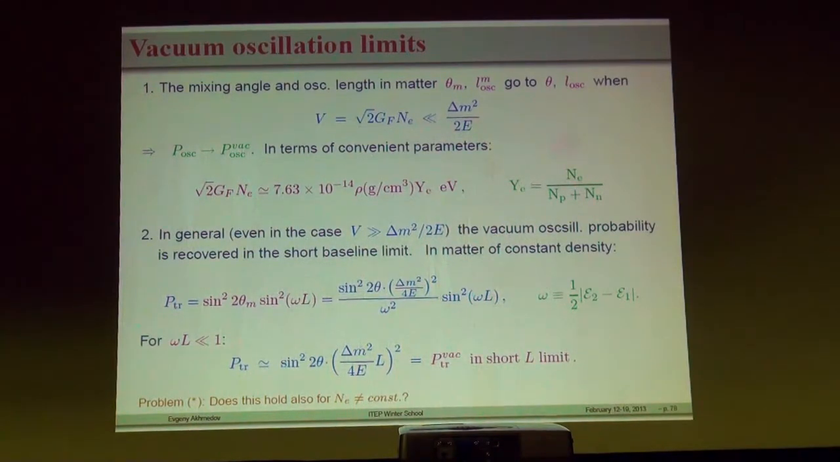This is in which cases we go to the vacuum limit. One is obvious, when the potential of neutrinos in matter is much smaller than delta m squared over 2E, but even in the opposite limit, we get the vacuum oscillation probability if the distance traveled by neutrinos in matter is very short, even if the matter potential is quite big.